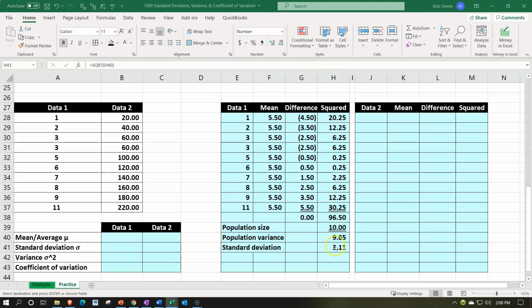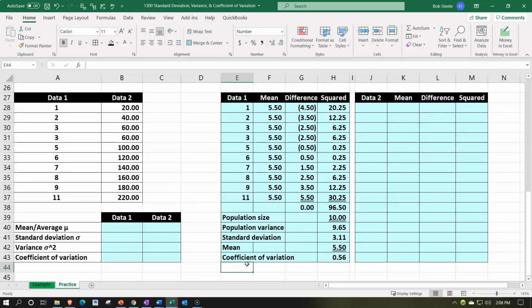If we compare that to the mean or the average, which we calculated to be, you'll recall, the 5.5, underlining that by going to the font group and underline, that'll give us the coefficient of variation for the population, which is going to be equal to the standard deviation divided by the mean, and that's going to give us that 0.56. Now let's see if we compare this. Let's put a total here, total. Let's compare this to data set 2.